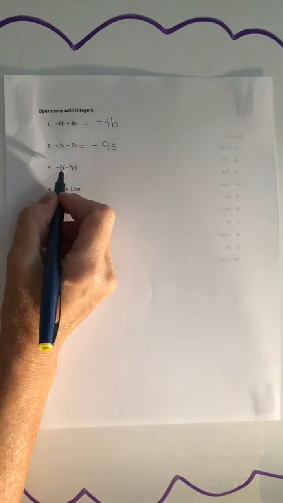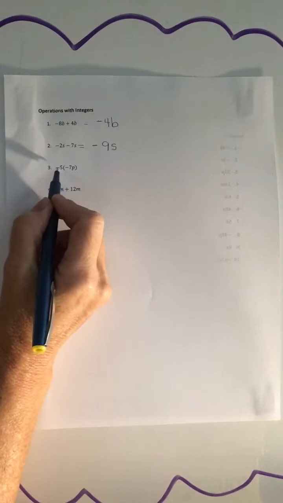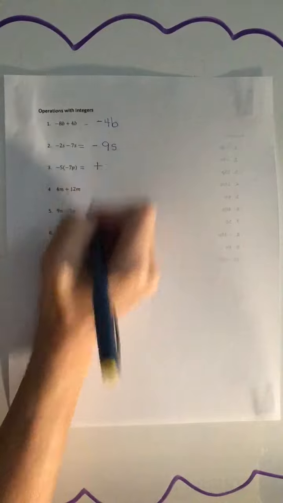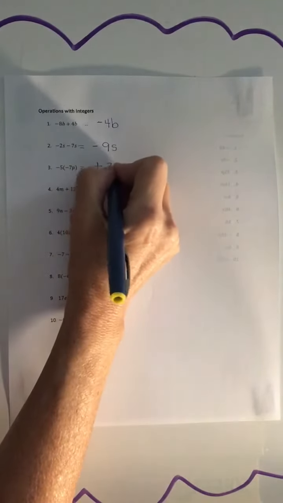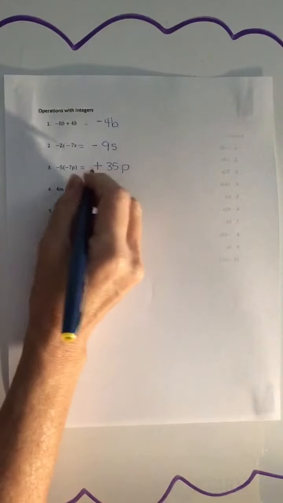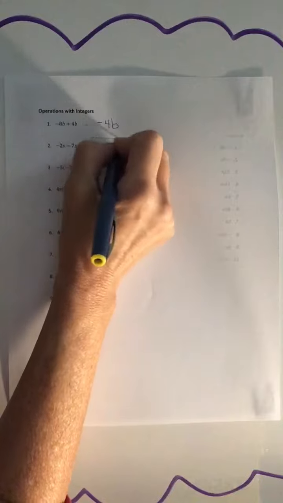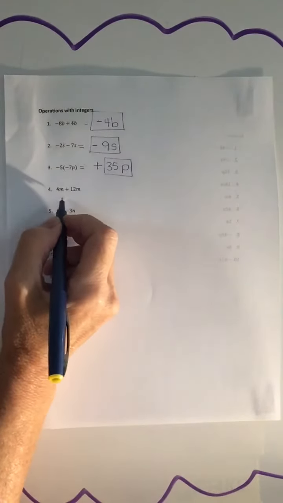Now, this is multiplication. We know this because it's implied with the parentheses. So a negative and another negative, remember you just turn that one vertically, equals a positive. So 5 times 7 is 35. So we have 35p. And of course, you don't have to write the positive sign on that since it stands alone. All right, down to number 4.